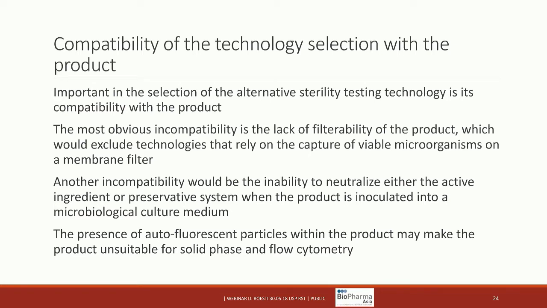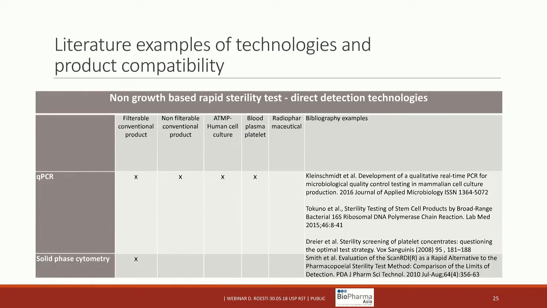And finally, there will be some explanatory text in this General Chapter 1071 on the compatibility of the technology selection with the product, because there are some technologies which work extremely well with some products which don't work at all with some other product types. So obviously the first one that people think of is the filterability of the product. Some products are not filterable, so all rapid methods which are based on filterability of the product cannot be used. Also, some products naturally produce fluorescent compounds. There are some cases where fluorescent based methods cannot be used. Also, some products like cell therapies may already produce ATP, and ATP based rapid methods may not be used in this case, or you need to have some kind of sample treatment.